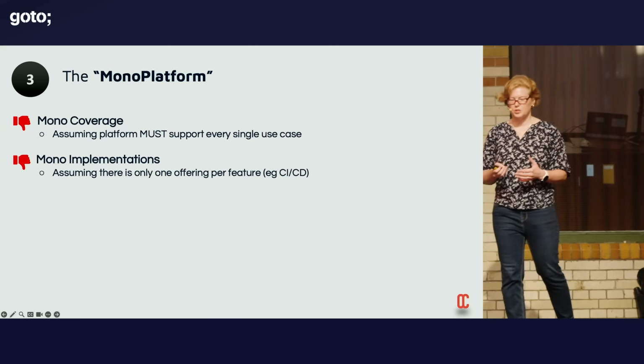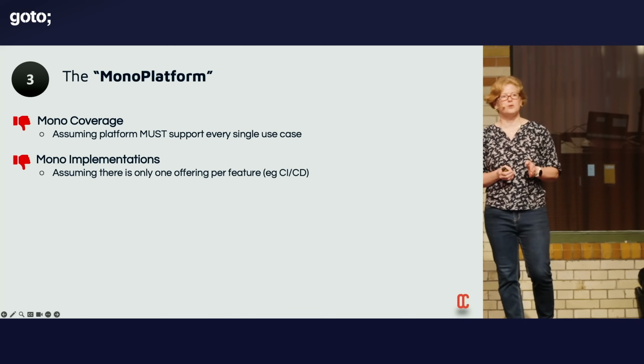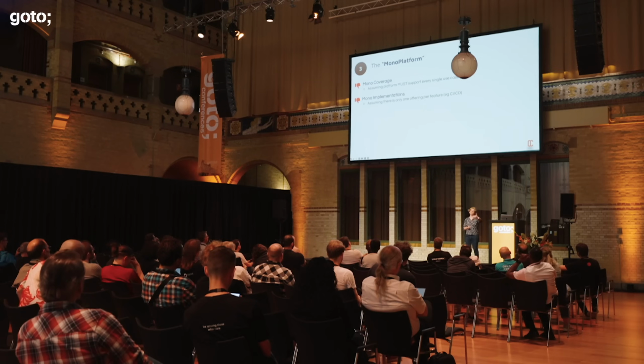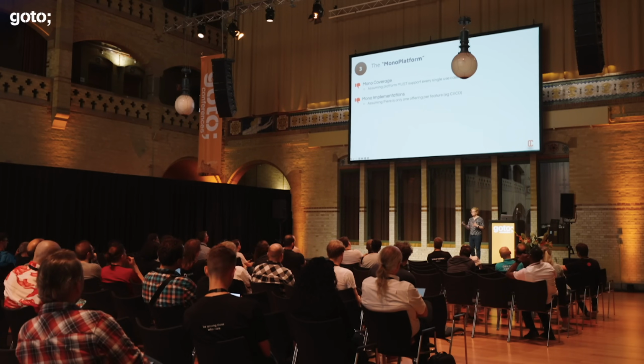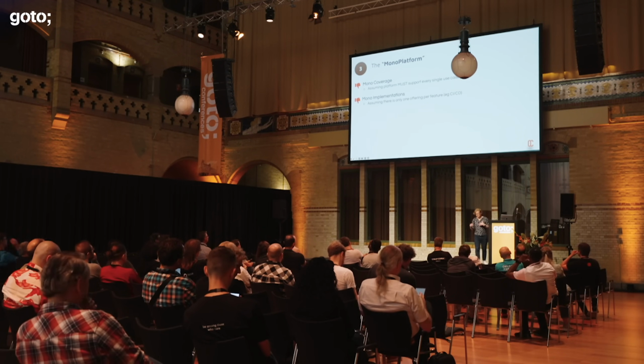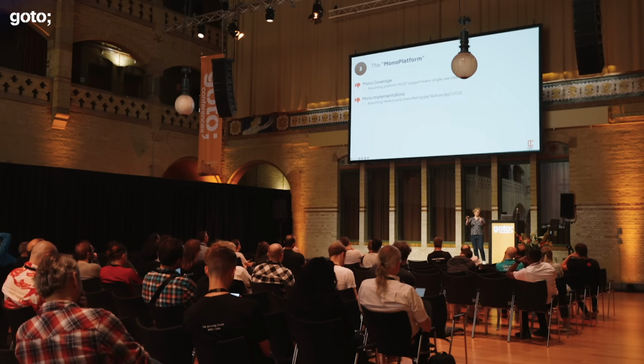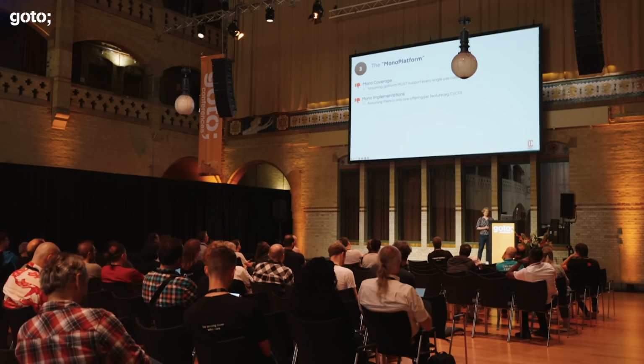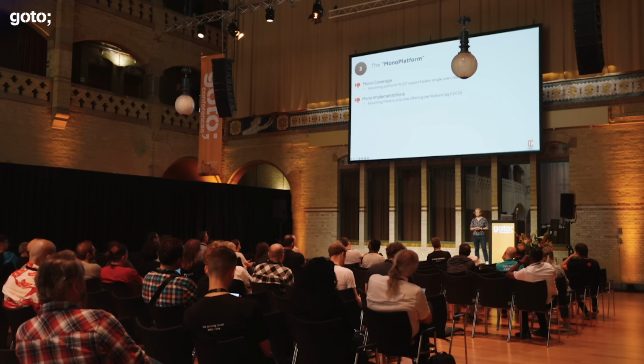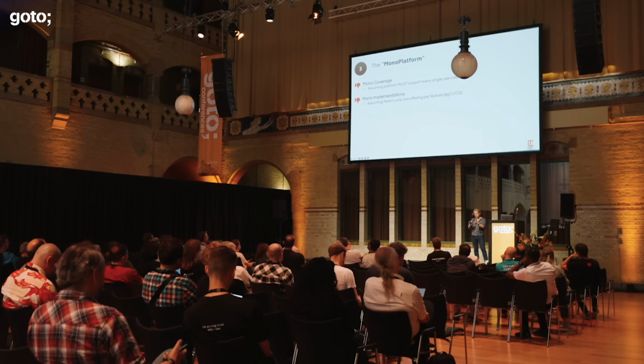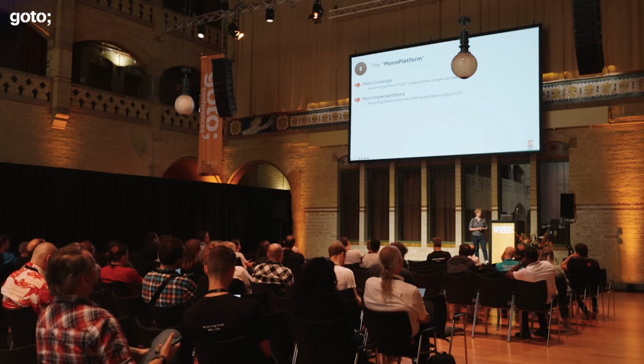The second sub-point here is what I call mono implementations. And this is the assumption that we have to offer one particular way for a particular feature or offering within the platform. So I'm going to pick on CI/CD again in this case. And you might believe that there is one sort of correct way to do this. Maybe that's the false consensus effect coming into play. Or maybe as a team you just don't have enough bandwidth to support hundreds of different sort of features out there, and so you're just trying to build one particular way of doing things.